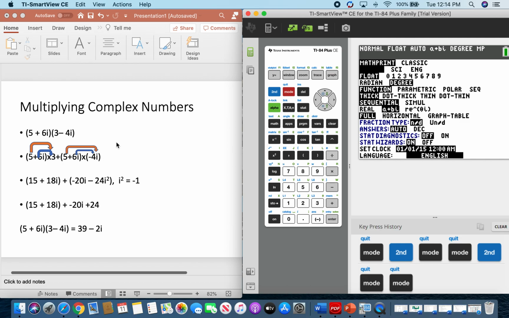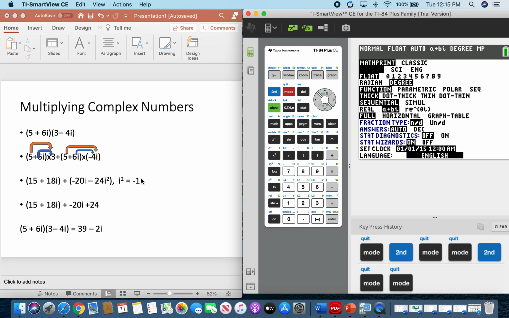In our previous lesson, we discussed that when we multiply complex numbers, we can make use of the distributive property, and that would be 5 plus 6i times 3, which is this, and then 5 plus 6i times negative 4, which is this. So when you distribute 3, that would be 3 times 5 is 15, and 3 times 6i is 18i. Also, you have negative 4i times 5 is negative 20i, and negative 4i times positive 6i is negative 24i squared.